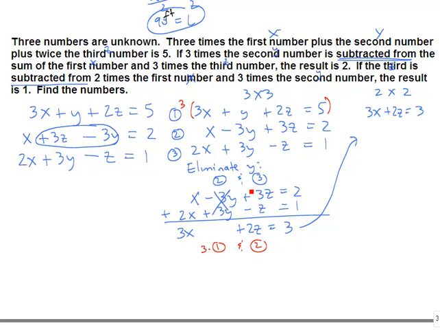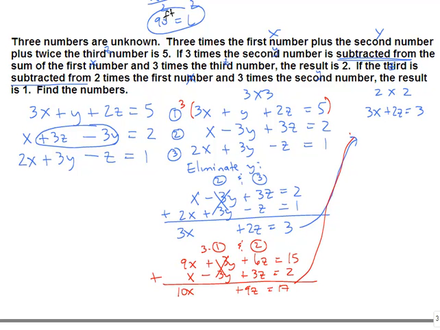So let's find out what 3 times this top equation is. We get 9x plus 3y plus 6z equals 15. And the second equation, unchanged, is x minus 3y plus 3z equals 2. So if I add down, the y's cancel, and I get 10x plus 9z equals 17, and that's going to join this one over here.